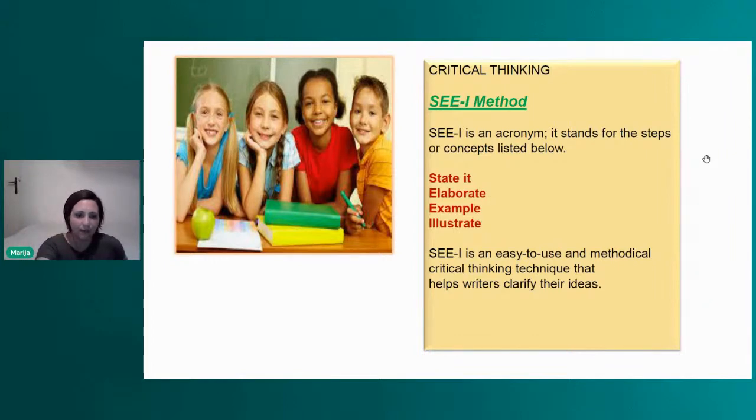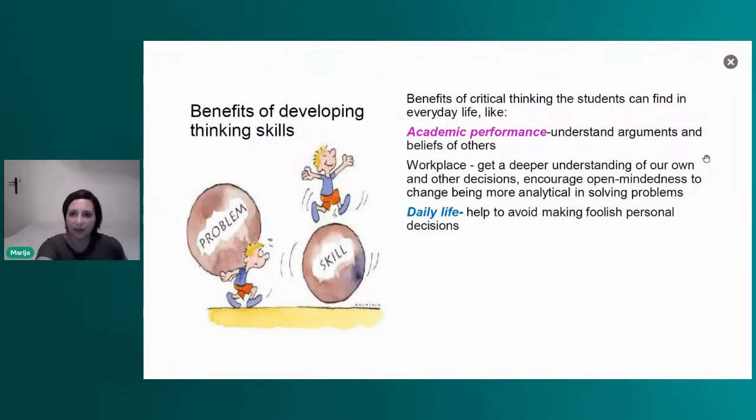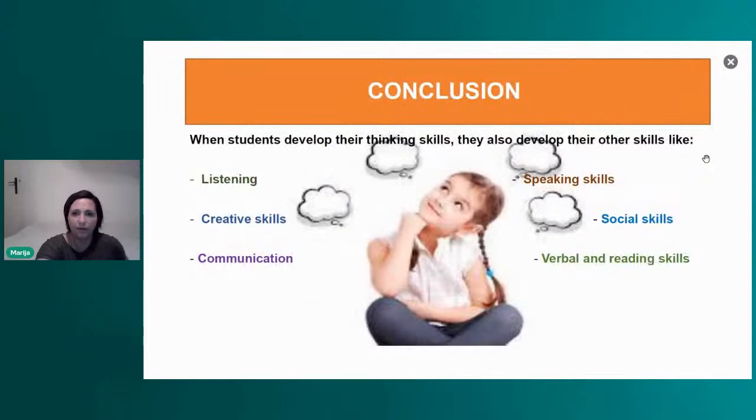So, we have a lot of benefits of developing thinking skills. The benefits of critical thinking the students can find in everyday life, like academic performance, understanding arguments and beliefs of others in the workplace, getting a deeper understanding of our own and other decisions, encouraging open-mindedness to change, being more analytical in solving problems. We know in every company we have problems that we have to solve. So this open-mindedness helps us in our workplace to solve these problems in our daily life. And critical thinking helps us to avoid making foolish personal decisions that in the future we can regret. So I think this is very wonderful, critical thinking.